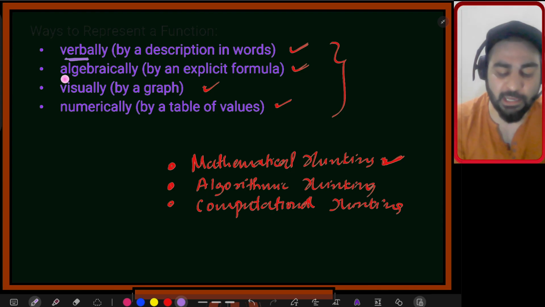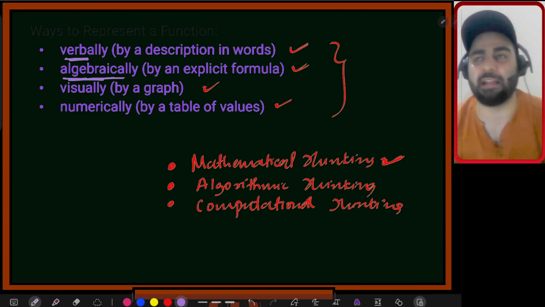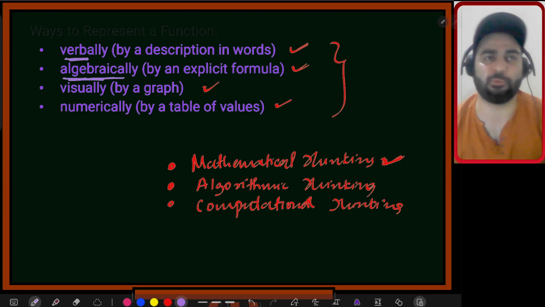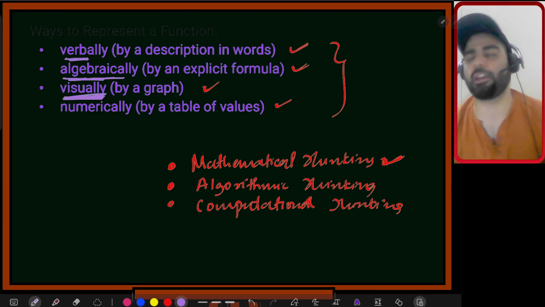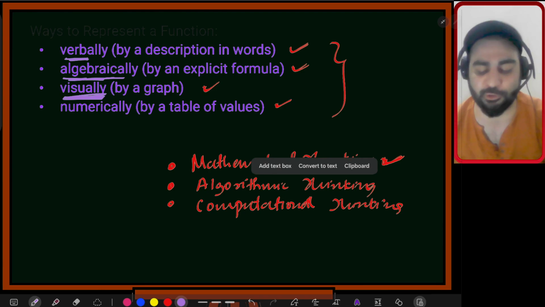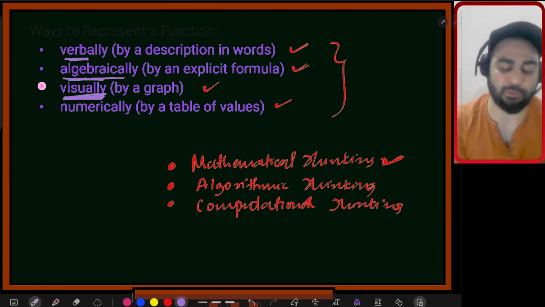Then what we did is we came up with this algebra, and now we represent it algebraically, where we have these symbols and these operations. And there's one more thing, visually. Probably we'll have a thorough discussion on this also. And then one thing is numerical. We'll have discussions on these things also.